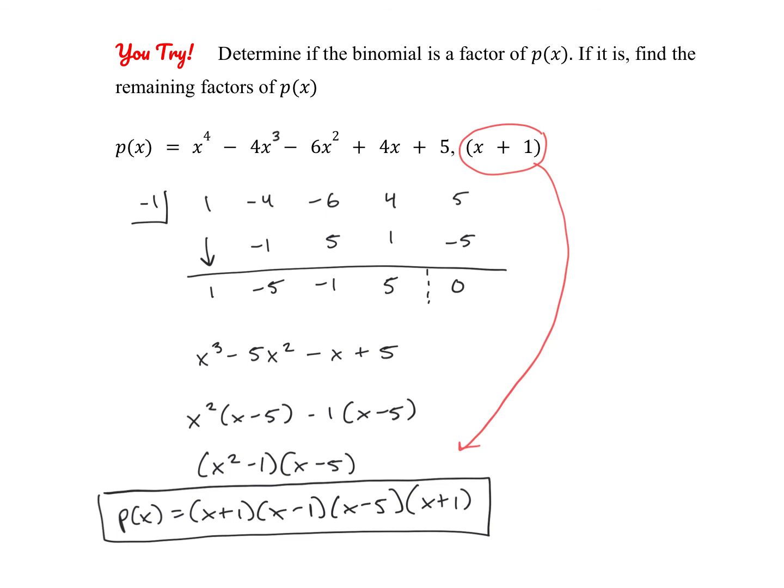Okay, go ahead and check your work here. So when you do your synthetic division, the remainder is 0, which means that x plus 1 is a factor. And this remaining polynomial, you can factor by grouping and then difference of 2 squares. So here's your completely factored polynomial. And you could also write this as x plus 1 squared times x minus 1 times x minus 5. Just don't forget to include that original factor of x plus 1 in your final answer.